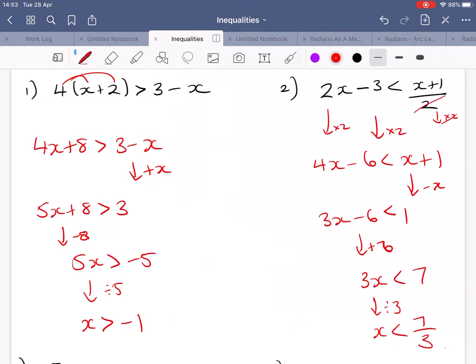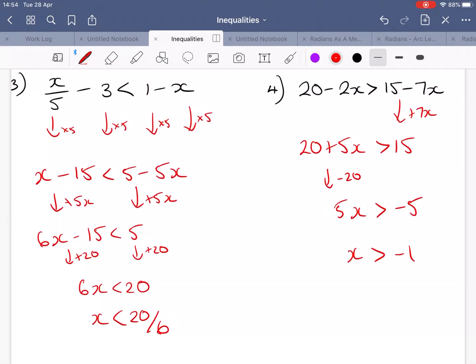Okay, so number 1, expand the bracket first. Get the x's on one side, numbers on the other, and hopefully you got x is greater than minus 1. Second one, you've got to get rid of that denominator, and because that denominator is over all of the right hand side, when you multiply by 2 you're just left with x plus 1. So you've got 4x minus 6 is less than x plus 1. Again, x is on one side, numbers on the other, and hopefully you got x is less than 7/3.